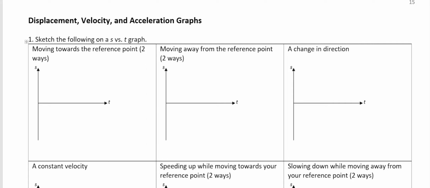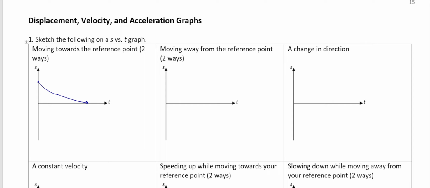In this section, we're going to look at displacement, velocity, and acceleration graphs. The first thing we're asked to do is sketch the following on a position versus time graph. So when are we moving towards the reference point? Well, we're moving towards the reference point when we go towards 0 on the y-axis. So we're moving towards 0 right here on the y-axis. That makes us moving towards the reference point.